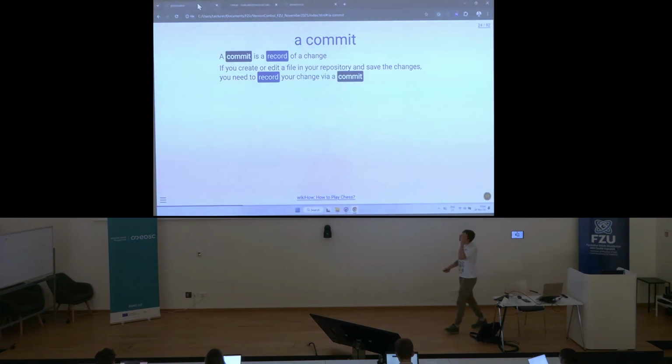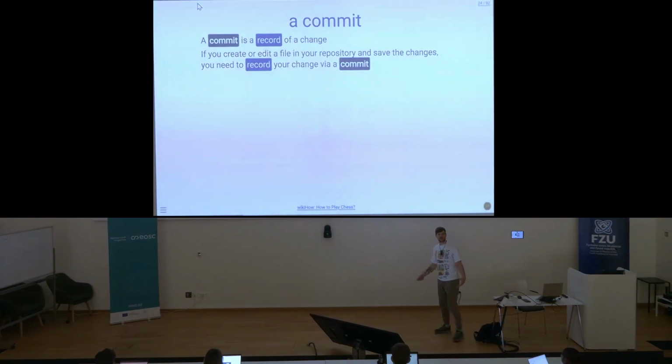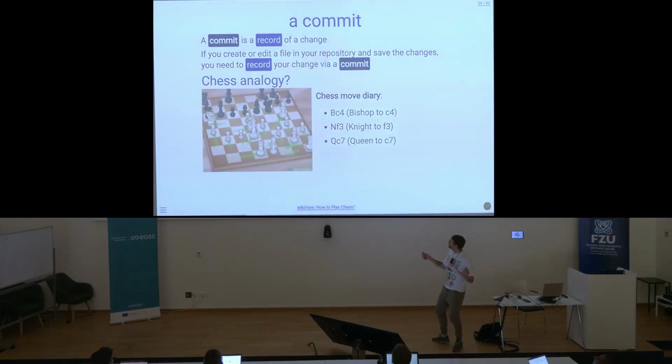Okay, so let's talk about a commit. A commit is a new word for lots of you. A commit is a record of a change, right? You need to write down what we have changed. If you create or edit a file in your repo and save the changes, you need to record the change via a commit. So if you change something, you save it on your computer. The computer knows that it's safe, but you now need to record that you changed something. It's maybe a little bit difficult to realize, but I think I found a good analogy.